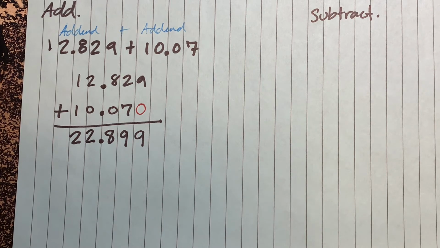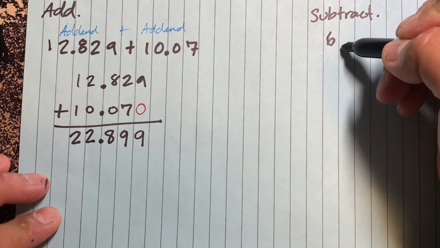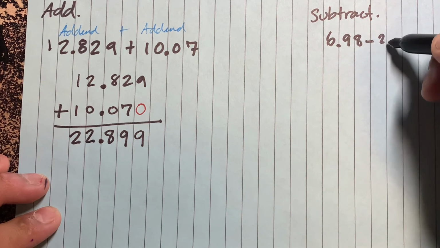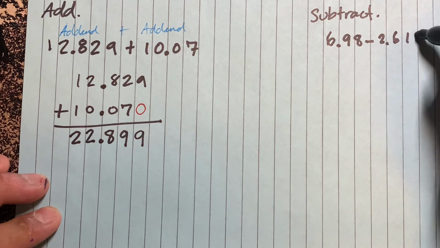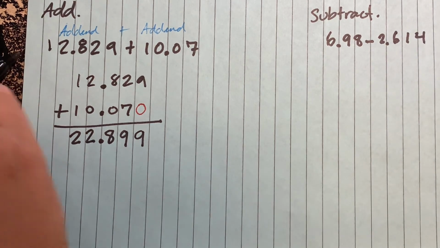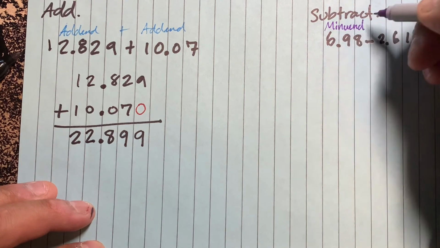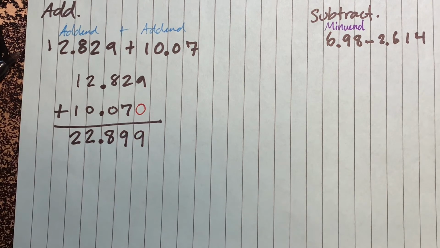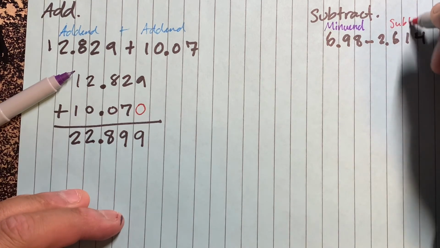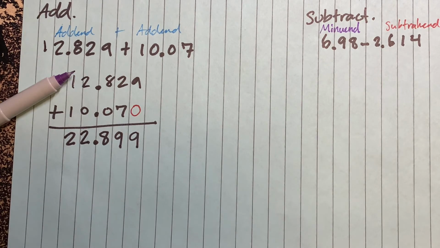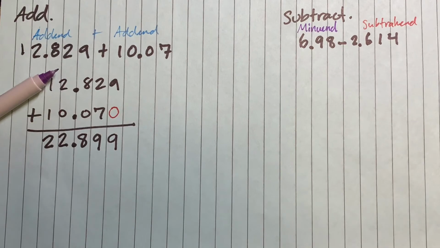All right, so the last number we're going to do is going to be 6 and 9 hundredths minus 2 and 614 thousandths. Okay, now again, we're going to label this as the minuend, and again, the minuend is going to be the first number in a subtraction problem. The second number we're going to label is going to be the subtrahend, and again, the subtrahend is going to be the number that is going to be subtracted. Okay. All right, so here we go.